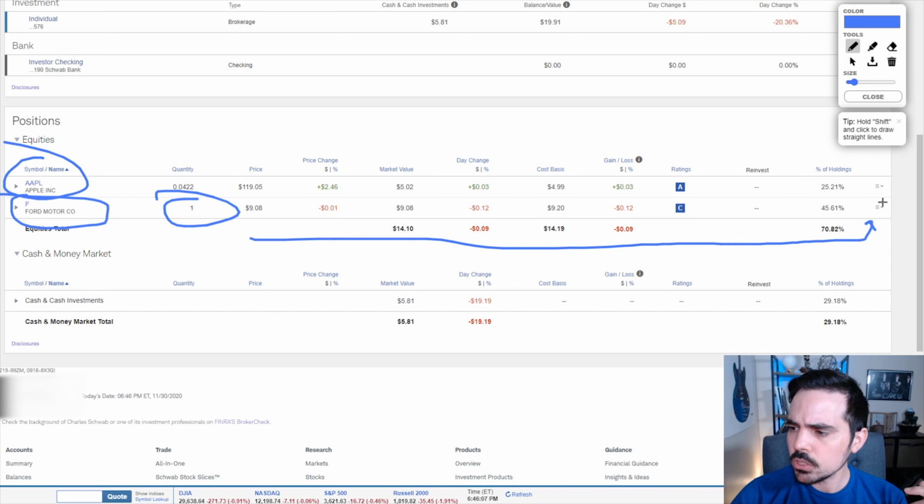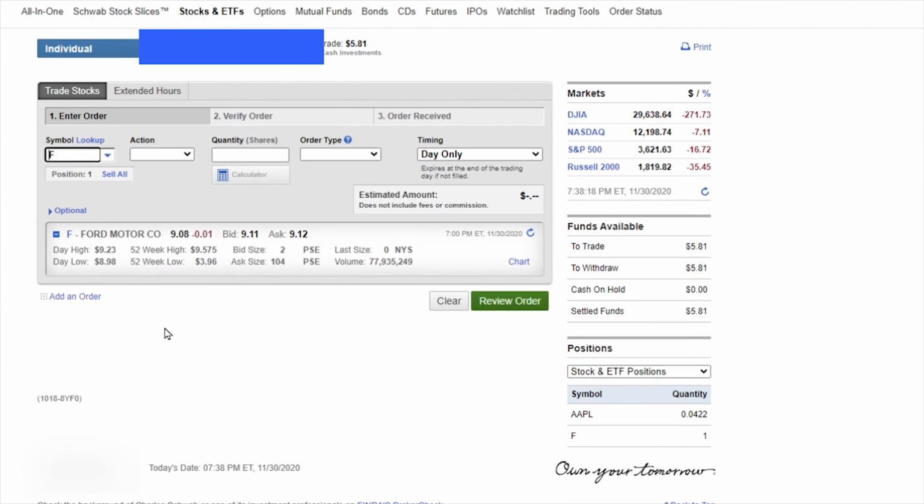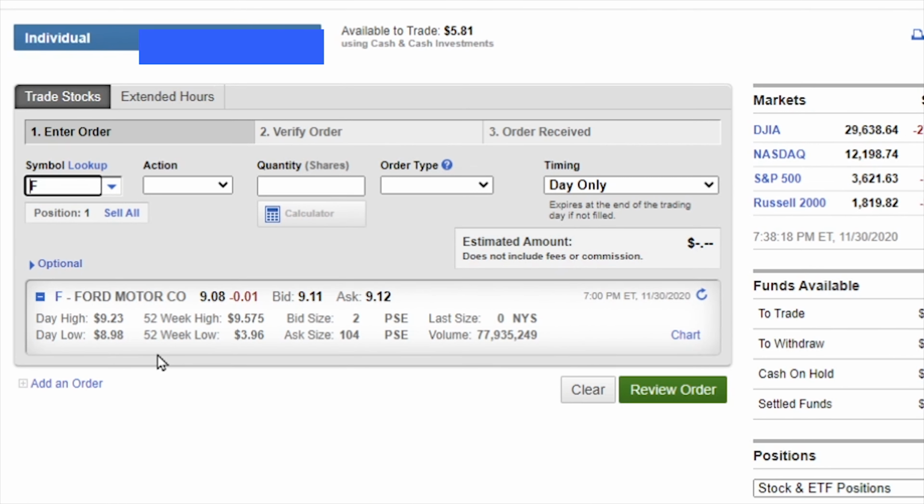So what we're going to do is, if you look all the way on the right hand side, there's this little icon over here. If we click on here, you're going to see a few options come up, the first one, of course, being trade. So we're going to click on here, and then it's going to take us to a new page where you're going to be able to see a little bit of information, and it already puts in the ticker for you, which makes this a very nice and easy process.